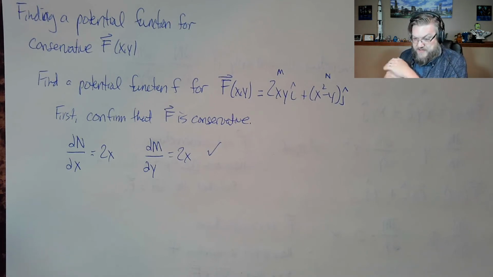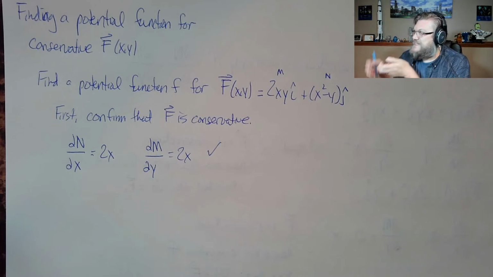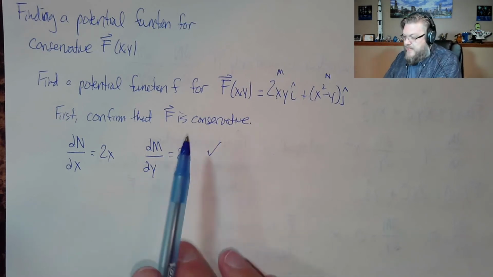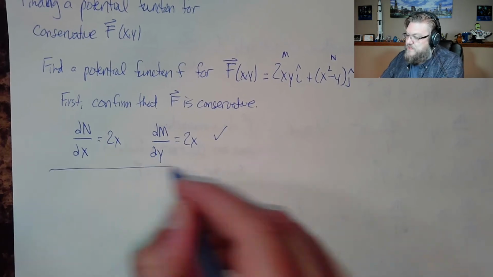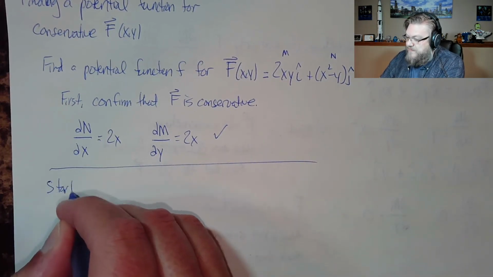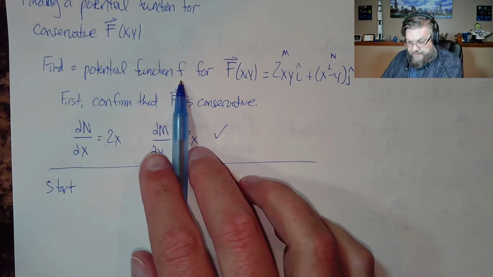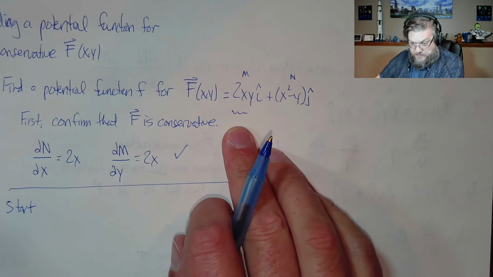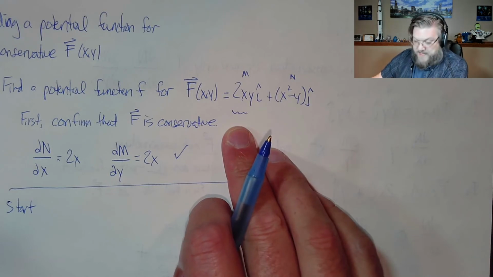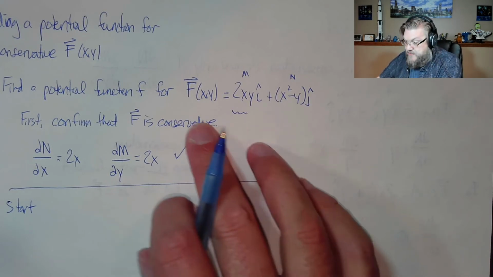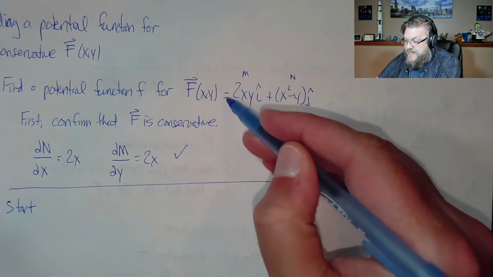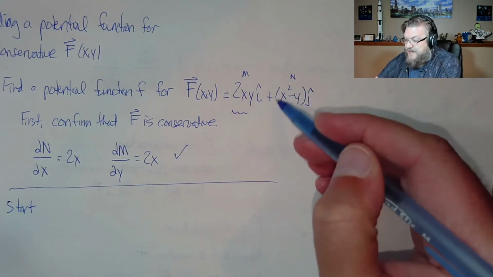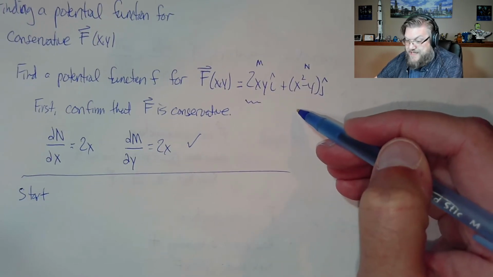So let's start this process. I want to now construct little f. I want to construct a function that when I take its gradient, I get capital F. Okay? So here's what I start. Start with the following. We don't know little f, but we do know that this component has to be the partial of f with respect to x. Right? That's by definition of a gradient, right? The gradient says this has to be fx, this has to be fy. So start with that given knowledge.